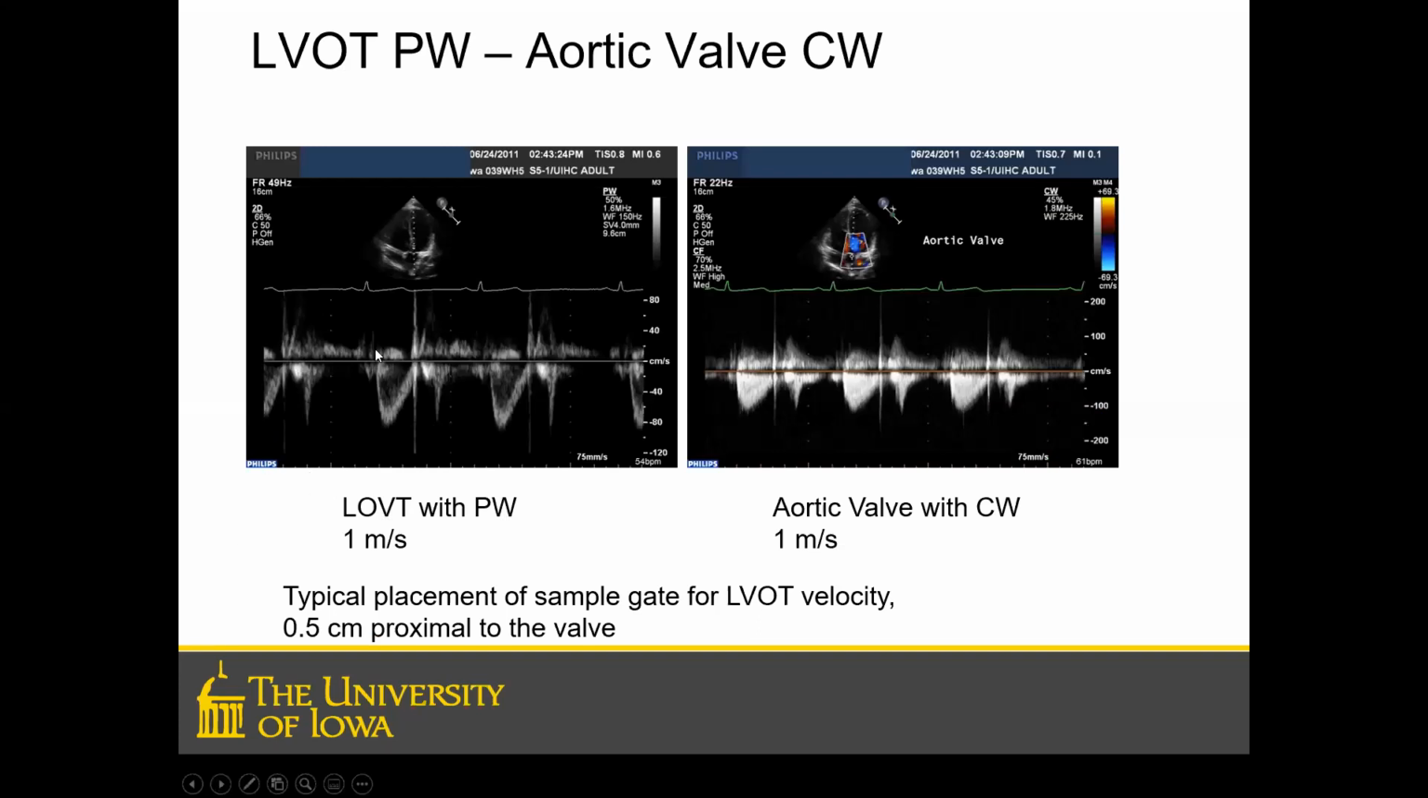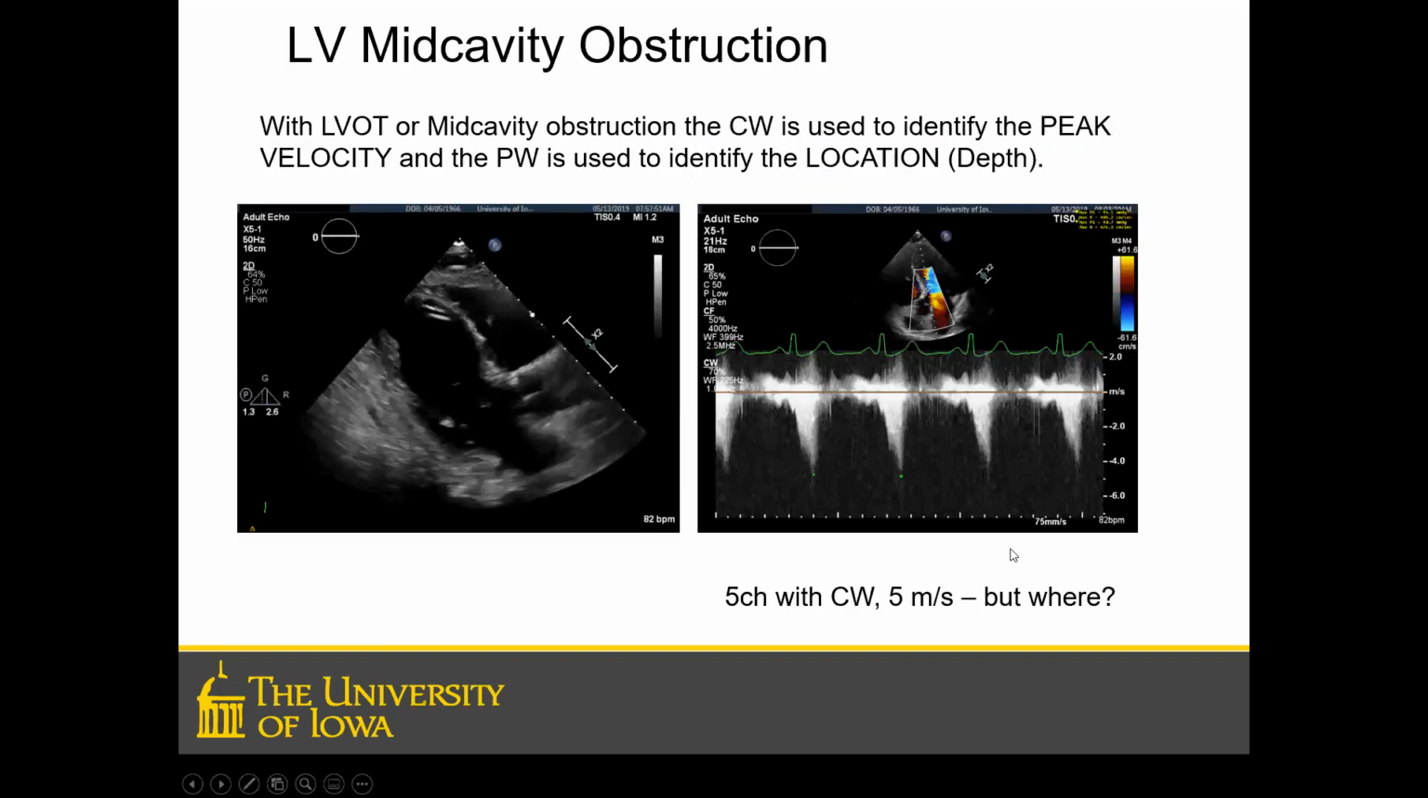So here's an example that you've all seen. If we want to know depth information, we have to use pulse wave Doppler. Oh, sorry, there's a typo right there. We have to use pulse wave Doppler. So if we're going to sample the LVOT, we use pulse wave Doppler. There we are, perfect. And that samples roughly 0.5 centimeter proximal to the valve. Then if we're going to get high velocity information going through the valve or the LVOT, depending on the situation, we go into continuous wave.